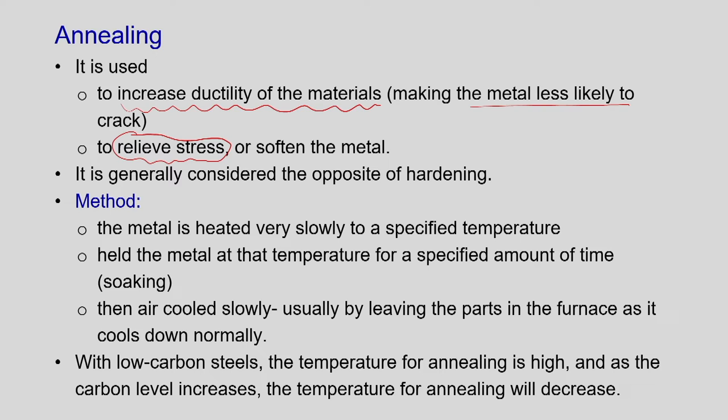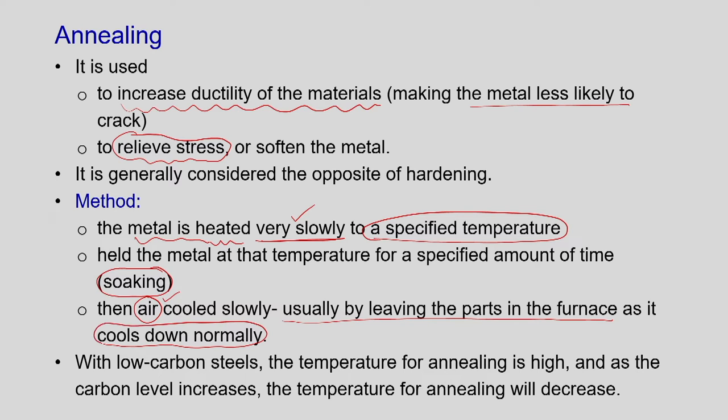The process of annealing is also considered to be opposite to the hardening process. The methodology is there on your screen. In this process, we are heating up the metal very slowly. In the hardening process, we are heating up the material at a rapid rate. It achieves the specified temperature by slow heating, and then we carry out the regular soaking process for a specified duration, and then the parts are allowed to cool in air, not in oil or water, usually by leaving the parts in the furnace as it cools down normally. So we are not taking the parts out of the furnace, we are allowing the parts to get cooled down inside the furnace itself.